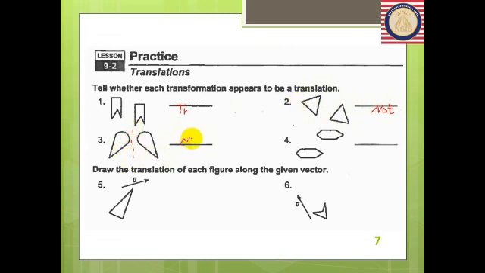Look here, the figure moves in this direction. All points move here with the same distance and with the same direction. So yes, it's a translation. Very good. Let's draw this figure together.